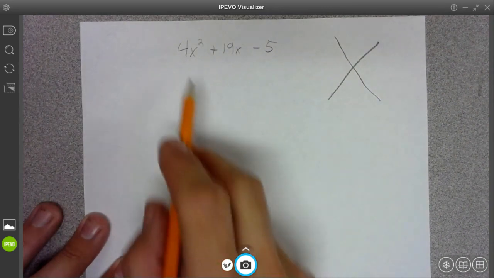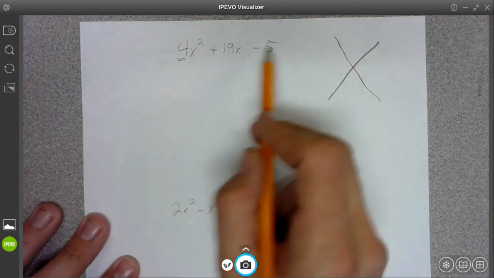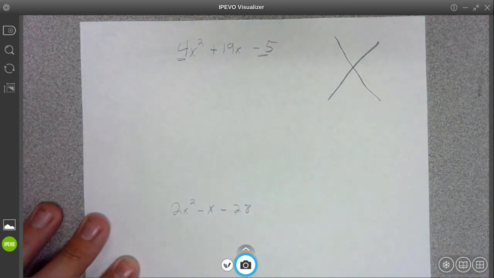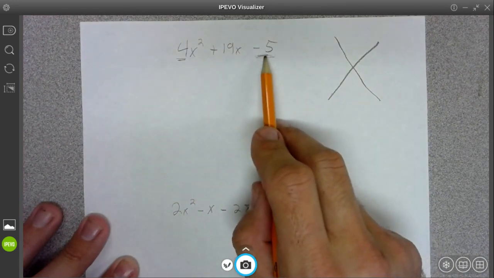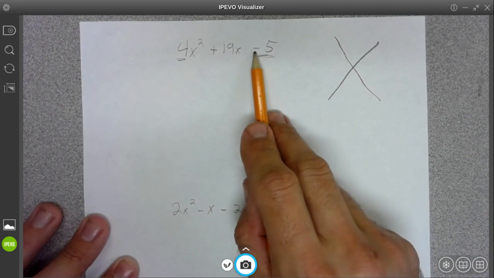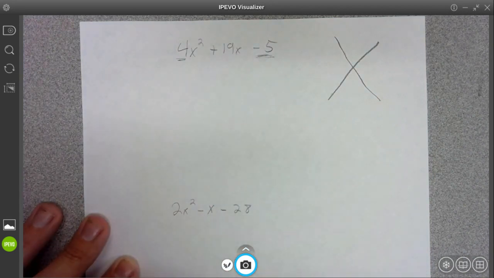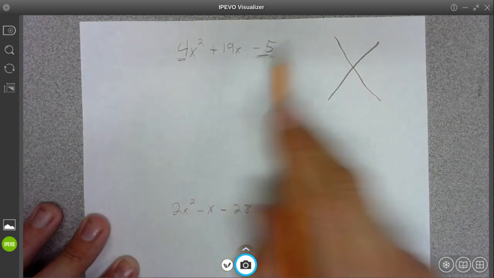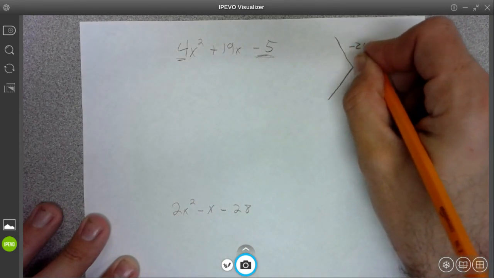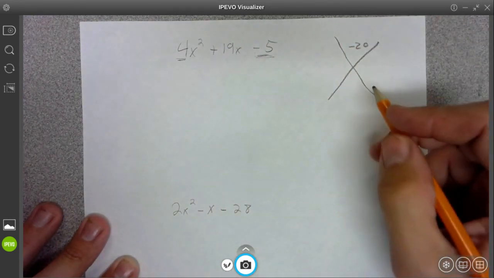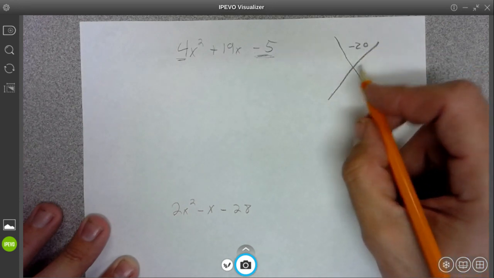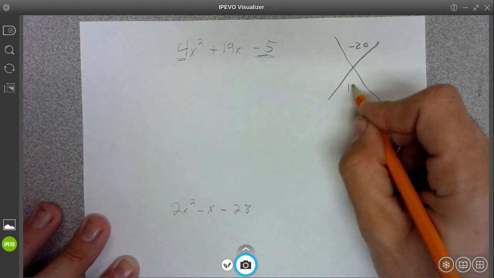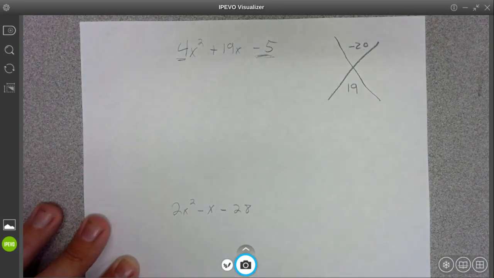Okay, I'm going to multiply A and C. So 4 and -5. All right, that's going to make it a little trickier. We're looking for numbers that will multiply to something and subtract to 19. So 4 times -5 is -20. And we need them to multiply to that, but subtract to give us 19. Well, that's not too hard.